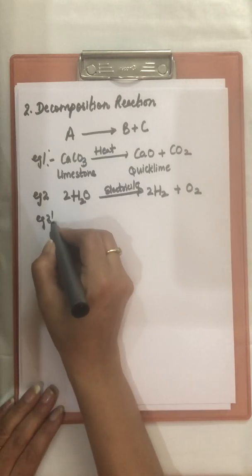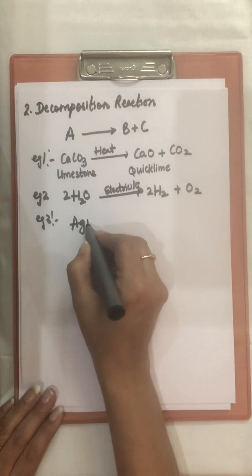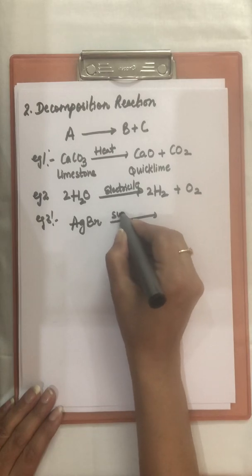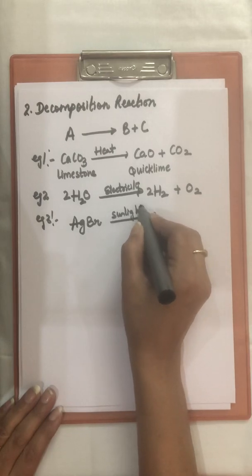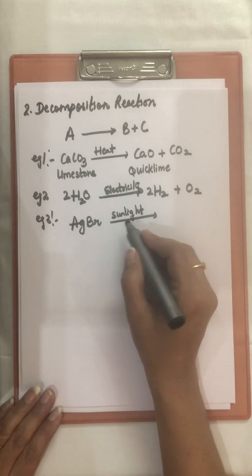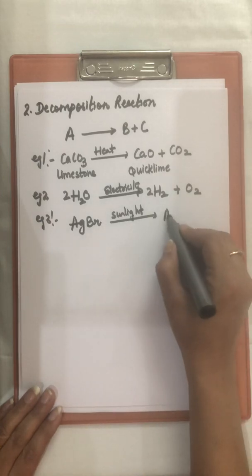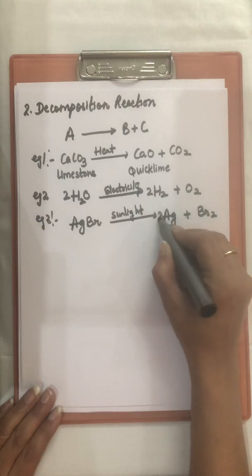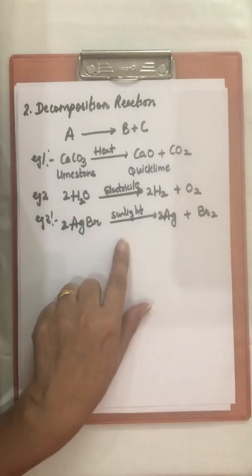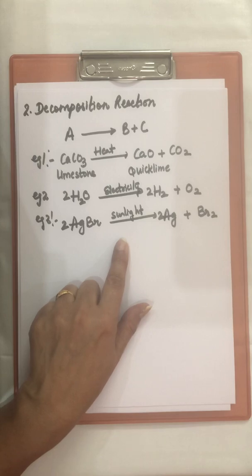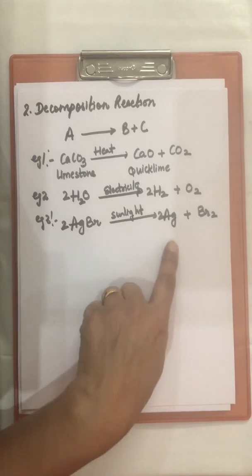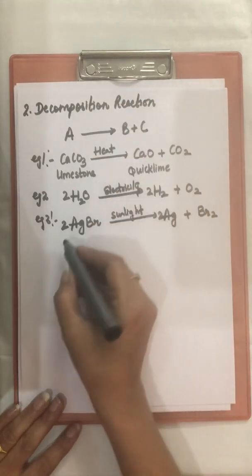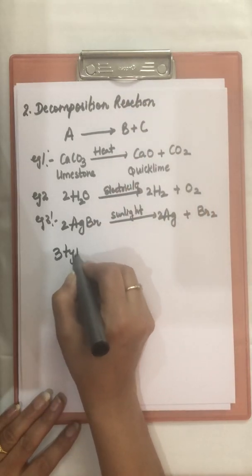Third example, when we take silver bromide and keep it in sunlight, in presence of sunlight, this will decompose to give silver and bromine gas. So only in presence of sunlight, the silver bromide will decompose to give silver and bromine. So we can say decomposition reactions are of three types.